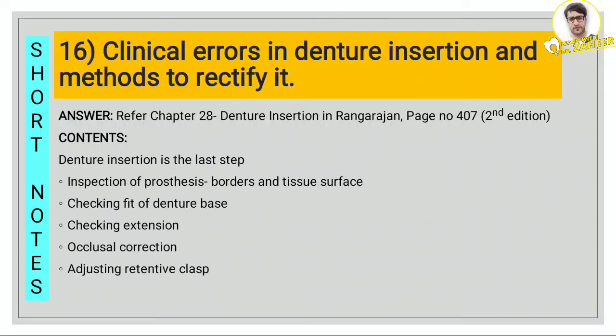Then clinical errors in denture insertion and rectify it. For that refer chapter 28 denture insertion, page number 407. First write that denture insertion is the last step in the process of RPD, and then write about the 5 factors, that is the inspection of processes, checking the fit of denture base, checking extension, occlusal correction, and adjusting the retentive clasp. Write the subheadings under each.